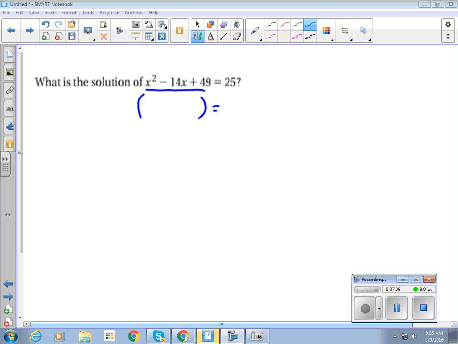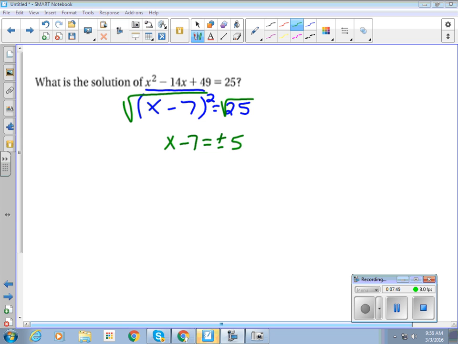So the square root of x squared is x, the square root of 49 is 7, but I'm going to have to make it negative so that we can get a negative 14 for our middle. That is squared and equals 25. How is this any simpler than what we had before, you ask yourselves? Well, what we're going to do is square root both sides to get rid of the square. So we get x minus 7 equals plus and minus 5. Easy, right?